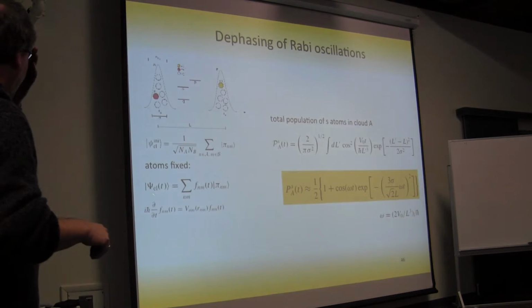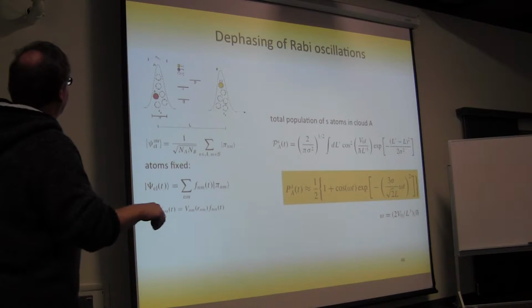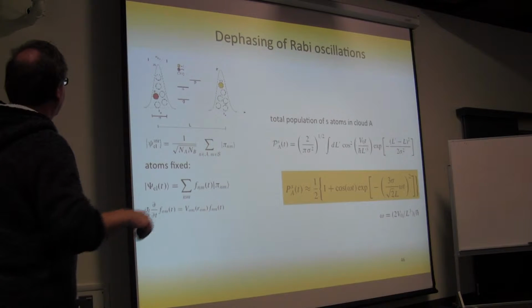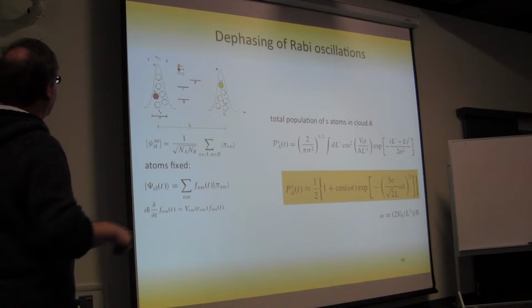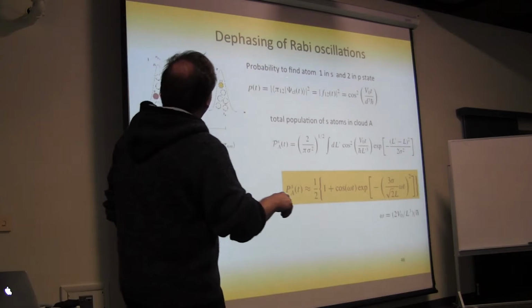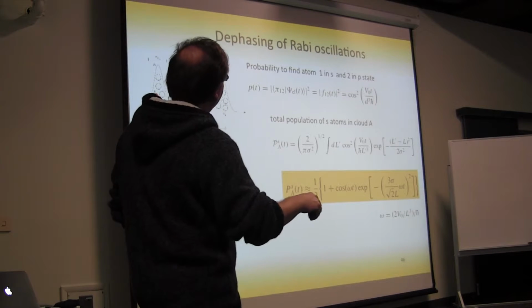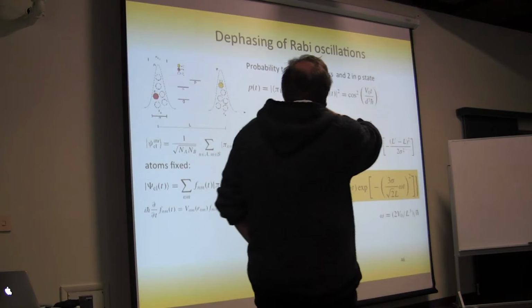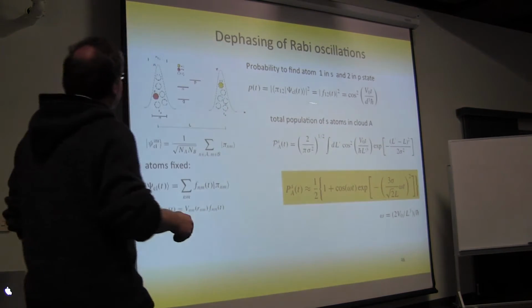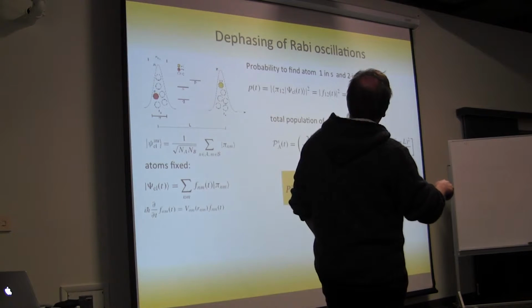You can fix the atoms. And then you simply have your electronic wave function in a diabatic representation, sitting on the atoms, with this differential equation. And this gives you immediately the probability to find atom 1 in an S state and atom 2 in a P state. This is our Rabi oscillation. And the only thing we have to do now is to integrate over all different separations of these 2 excited atoms, which are slightly different from L.